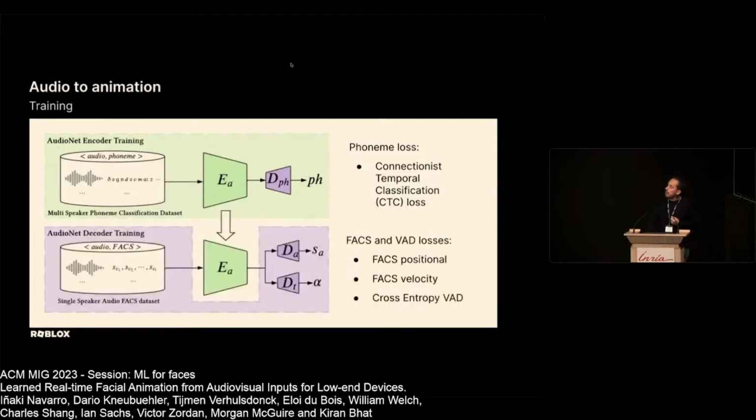Now, in the second stage, again, we freeze the encoder, like we did for video. And in this case, it's not too biased. We train with just a single speaker, and then we freeze the encoder to avoid biasing towards that speaker, so we don't lose the generalization to multiple speakers. And we train for facts and activity detection. Again, for facts, we use a positional loss and a velocity loss. And the activity detection is basically a classifier with a cross-entropy loss.